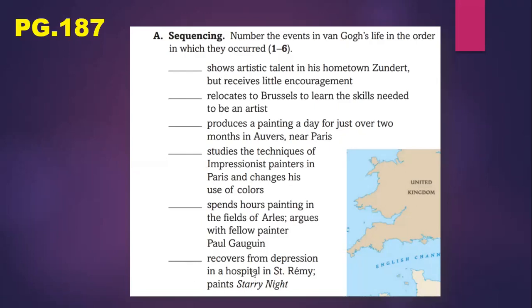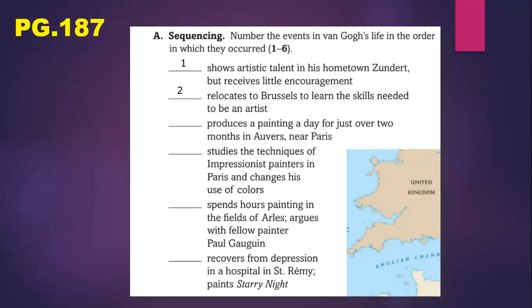Would you like to give me a hand, Melly? In this case, please, just write the numbers. Okay, thank you. Thank you, Melly. I appreciate that. Number 2, okay, Andrea Guzman was saying to me that the most appropriate is that number 2 is relocates to Brussels to learn the skills needed to be an artist. Yes, it's a good one. Exactly. Number 2 is relocates to Brussels.